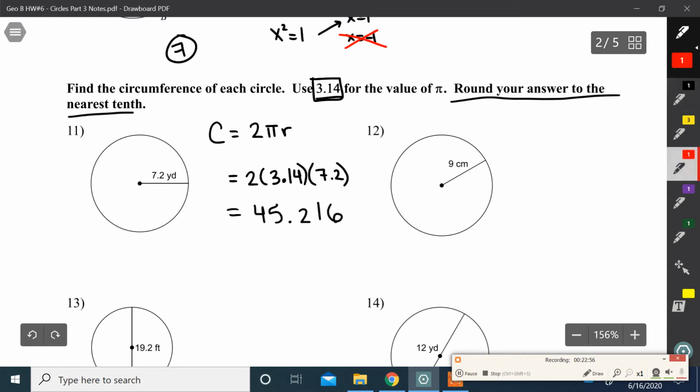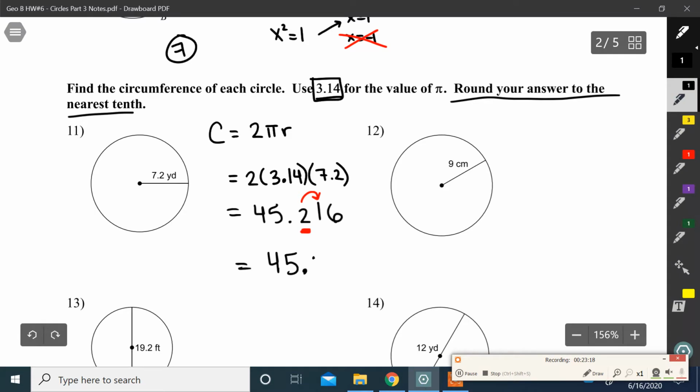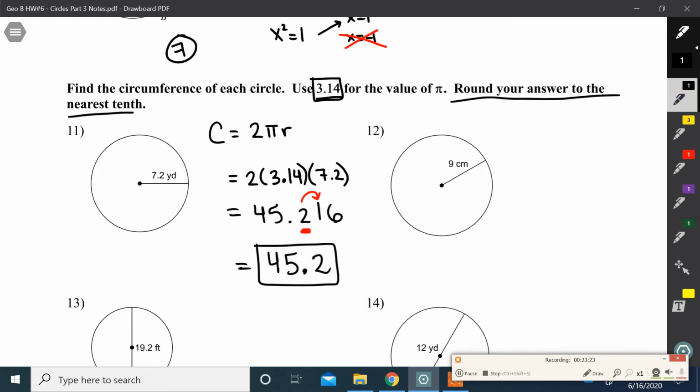45.216. What is rounding to the nearest tenth? Well, the nearest tenth is right there. So we look at the number next to it and we have to round. Do I go up or do I stay? Well, since the number next to it is 1, we're going to stay. So my final answer is going to be 45.2. That is what you need to submit on Canvas. So be careful with the instructions. If it's asking you to round, you need to round.